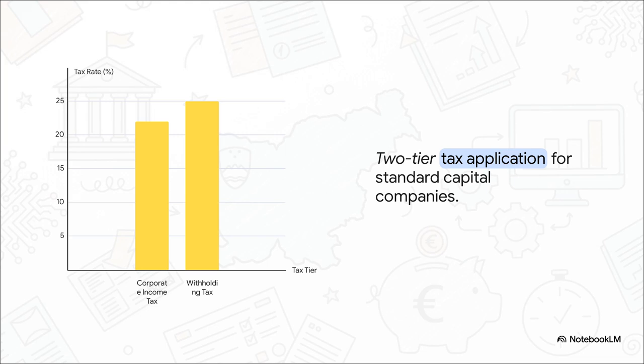It's a 1-2 punch. First, the tax module applies a 22% corporate income tax directly on the entity's accounting profit. Then, you need a secondary trigger. When that after-tax profit is actually distributed to the individual shareholders as dividends, the system has to automatically calculate and hold back a 25% withholding tax.